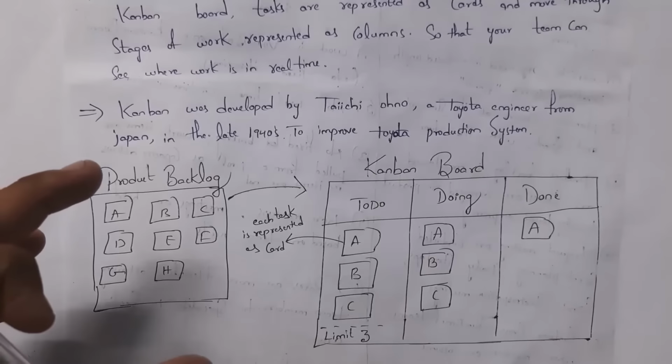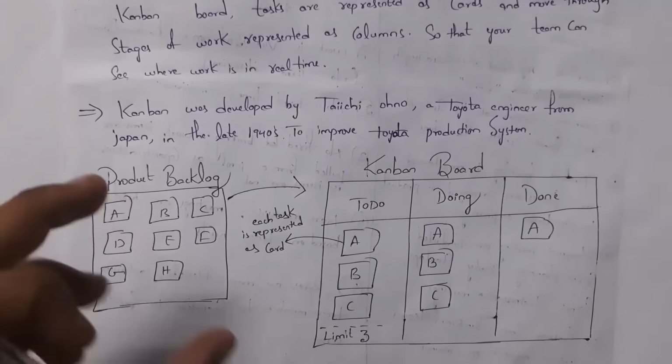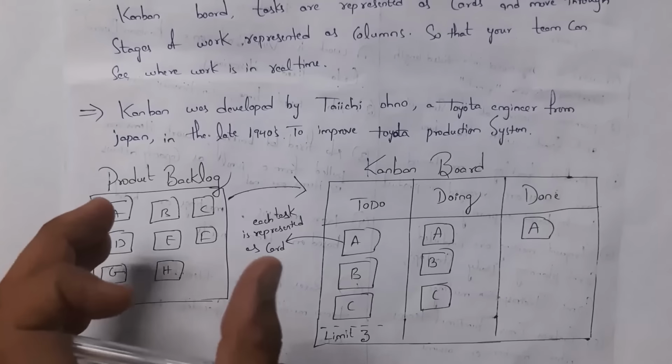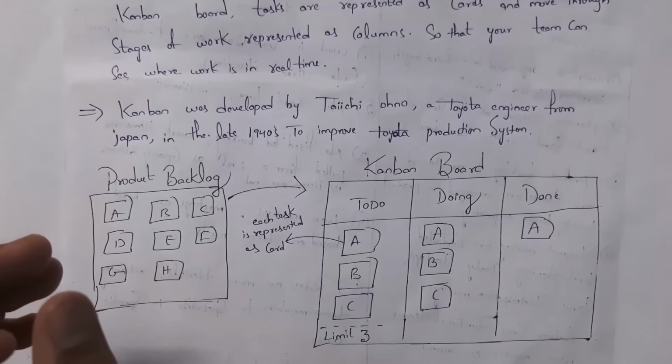As the entire work of the software is divided in the form of cards, only some cards are placed in the to do stage. They will not place all the cards in the to do stage. Initially they will pick only a few cards. In many of the companies, the limited card number is only 3.